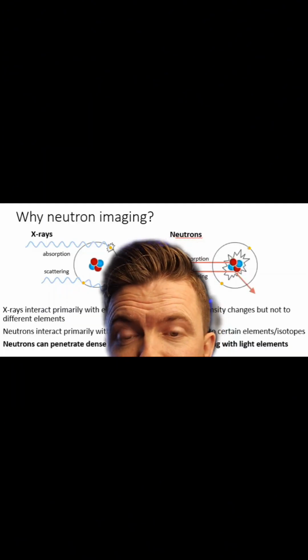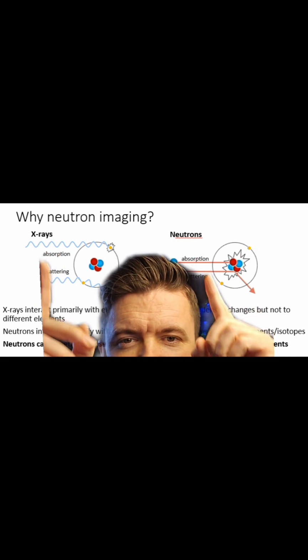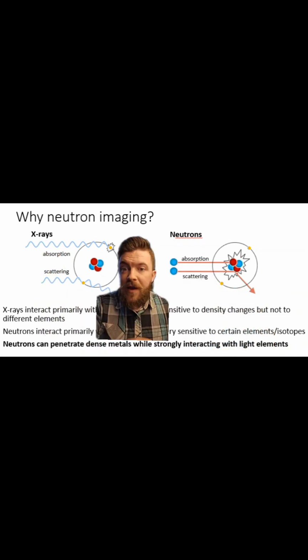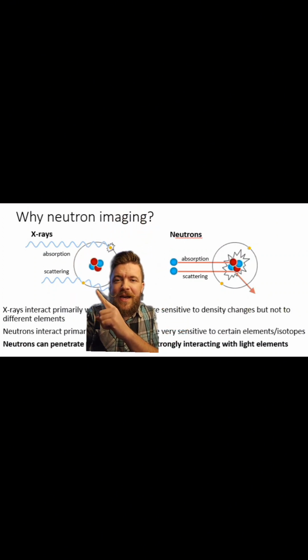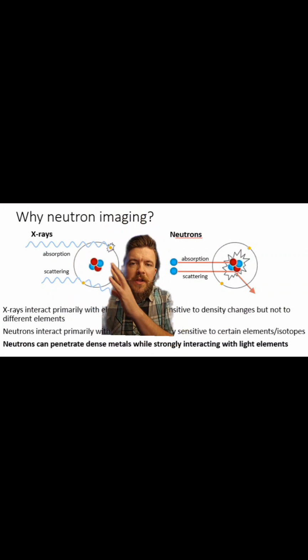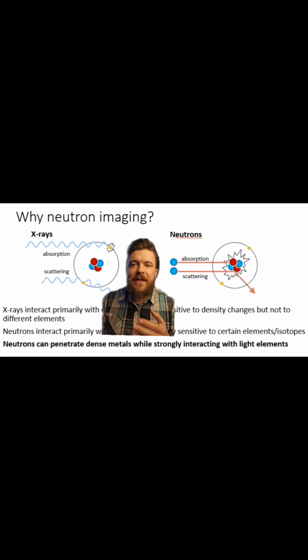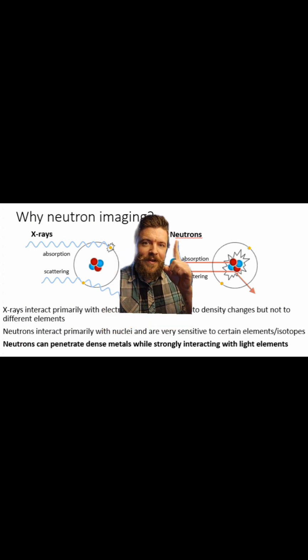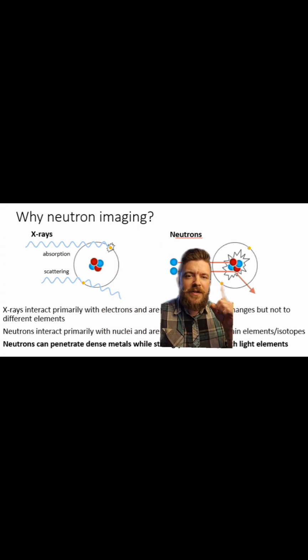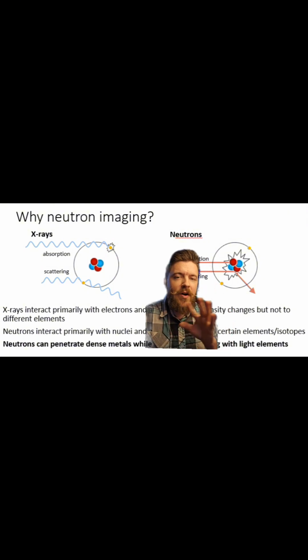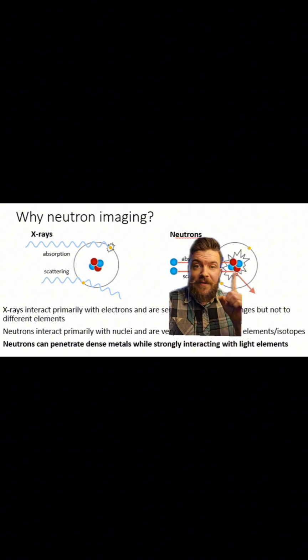So why the difference in the images? It all has to do with what makes up X-rays and neutrons and how they interact with matter. X-rays typically interact with the electron cloud, or the orbital electrons of an atom, and the more electrons a specific element has, the more likely an X-ray will interact with that element. Neutrons, on the other hand, don't interact with the electron cloud at all. They interact with the center of an atom, the nucleus of an atom.